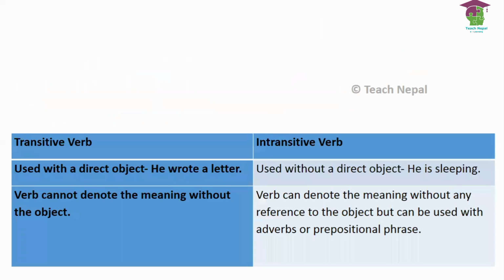So transitive verb and intransitive verb, these might be somehow confusing. So transitive verb means used with a direct object, right? If a verb requires an object to pass its effect, then it's called transitive verb. If a verb doesn't require a direct object to transfer its effect, then it's called intransitive verb.